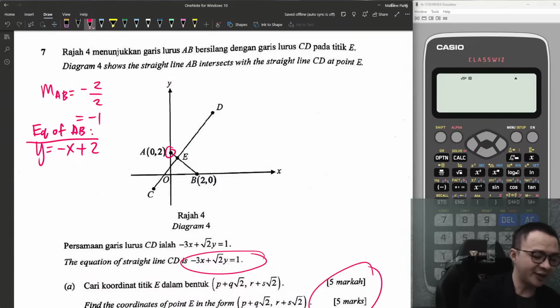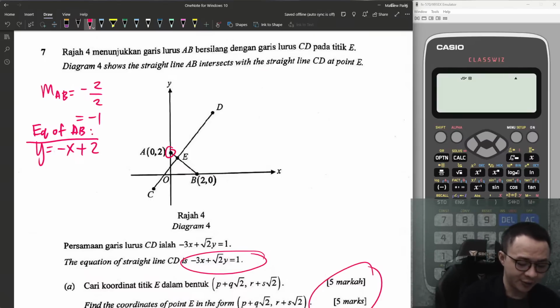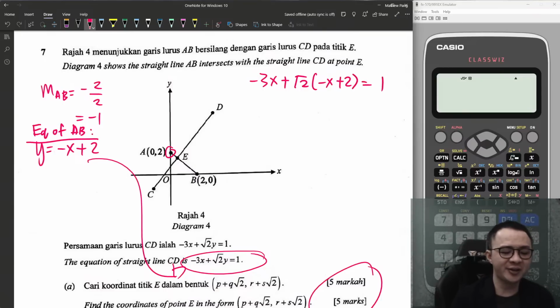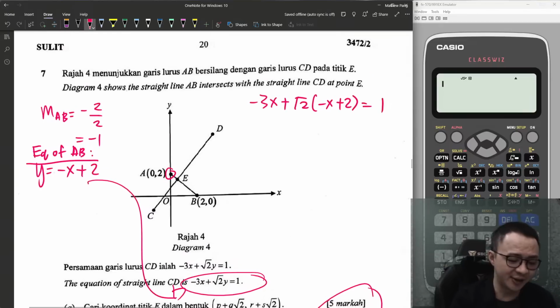So once I find the equation of AB already, I sub into the equation of CD, then I can find the coordinate E. Okay, so I will need to sub this one back into the equation. Negative 3x plus square root 2y, y is negative x plus 2 equals to 1. Alright, so obviously we need to solve this one to get y is x, because this is a third question now. They join the third question with the coordinate geometry. So this is how you need to do.